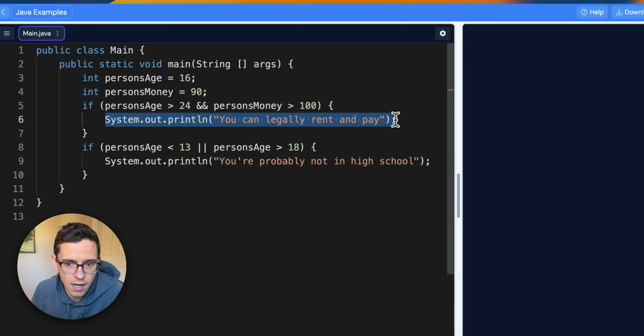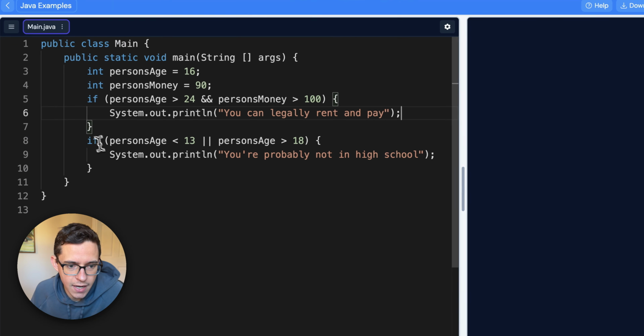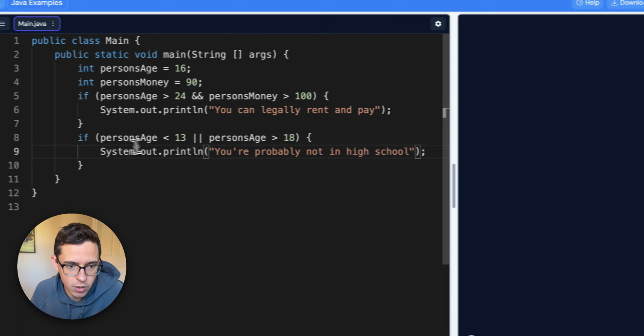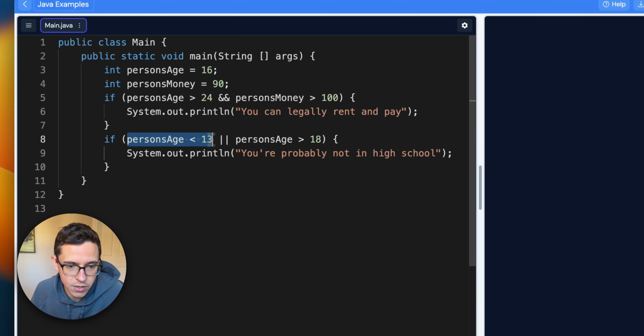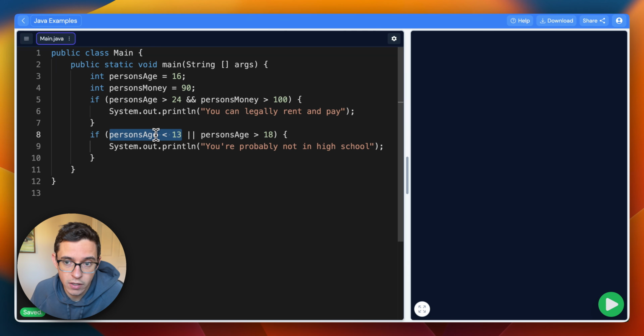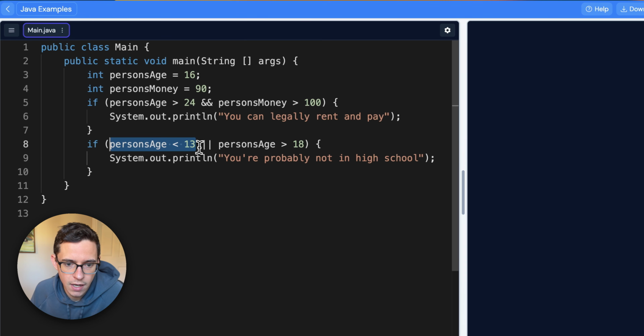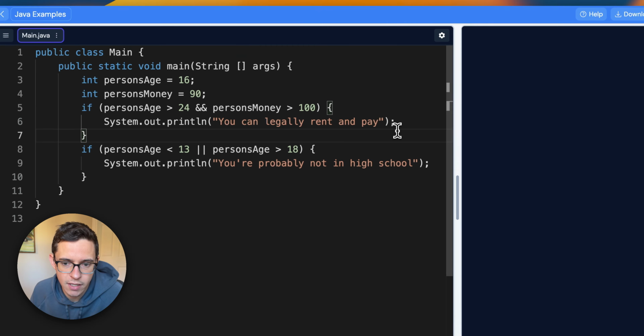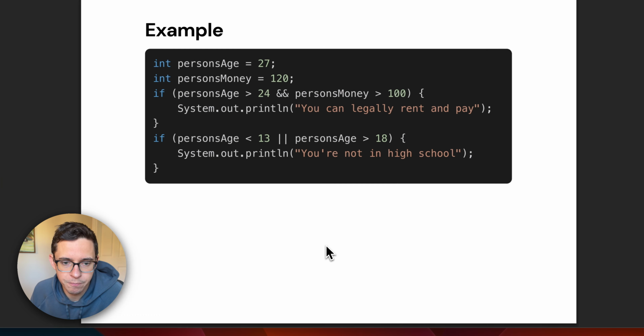Because they can't rent or pay. Person aged less than 13 is false, right? 16 is greater than 13, so this is false over here. And person aged greater than 18 is also false because 16 is not greater than 18. So both of these are false, so this isn't going to get printed out. And the person's age is not greater than 24 since it's 16, so we already know that this side over here isn't going to get printed out either. So there's a concrete example for you.